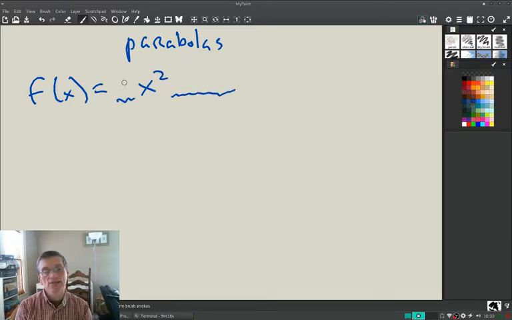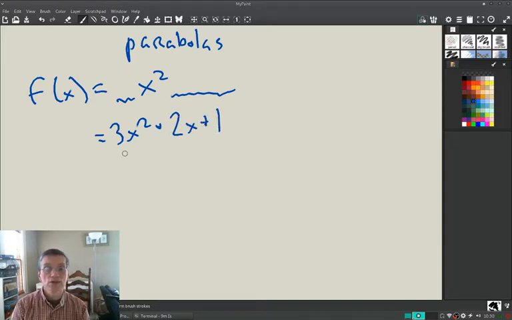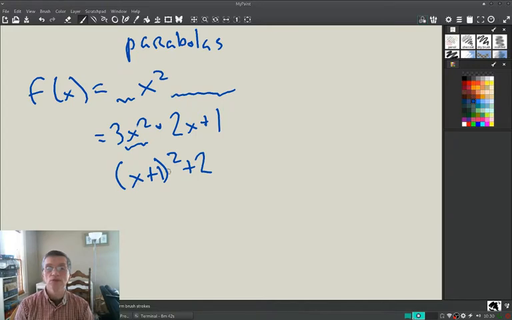So there can be all kinds of stuff here. It can be 3x squared plus 2x plus 1. There can be lower powered single power x terms, and it can be a constant, but the largest power will always be x squared. It may also look like this: (x plus 1) squared plus 2. There may be something inside there, not to imply that these are equal. It's just a different one.